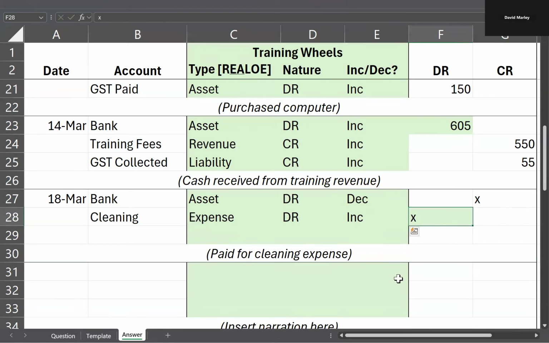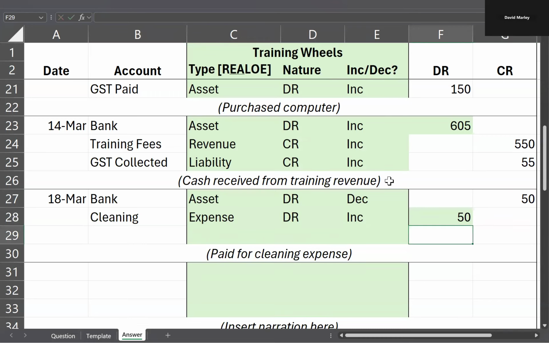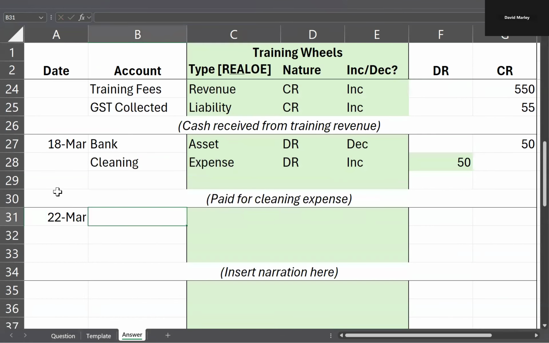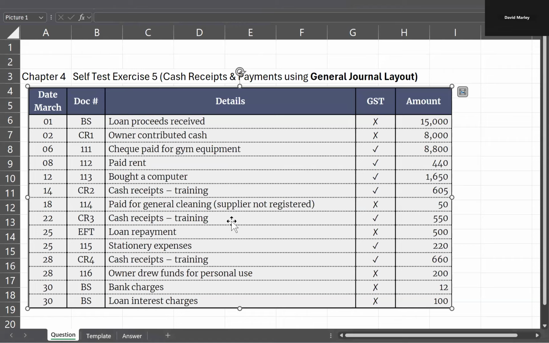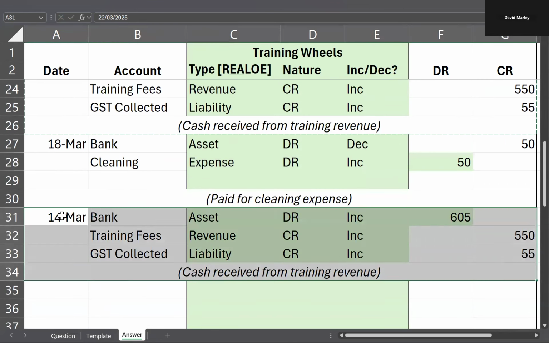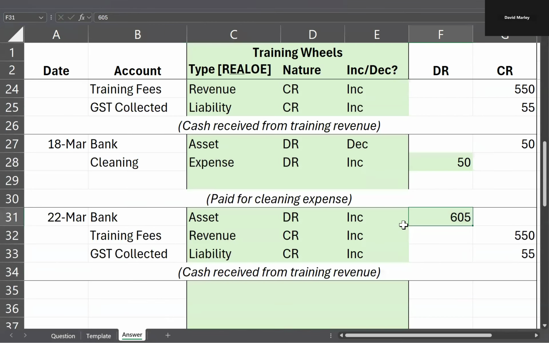My cleaning expense is increasing. My bank asset is decreasing. That's $50. Another cash receipt. Let's not reinvent it. If you've used references in your formula, all you really need to do is change the gross figure and everything else just updates, as long as those references are targeting that gross figure.